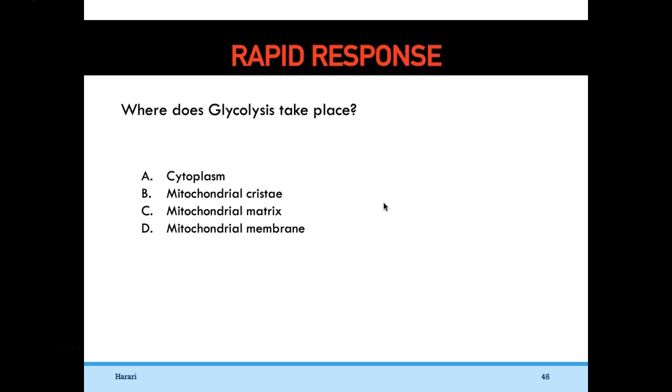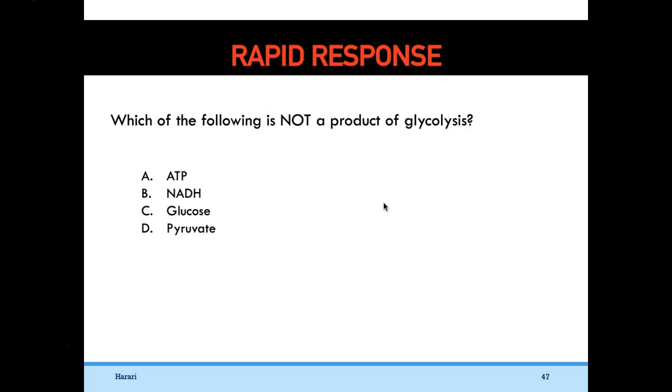So here are some rapid response questions. I'm just going to show you each of them. Once you see them, please pause, take a second or a minute even to think about the best answer. This is good practice for the midterm, which will be multiple choice and short answer. So where does glycolysis take place? The answer is A.